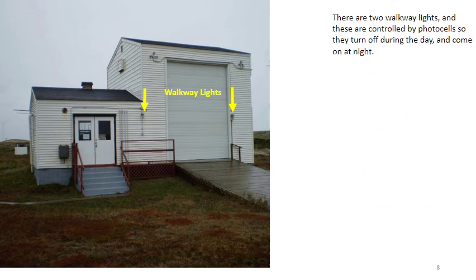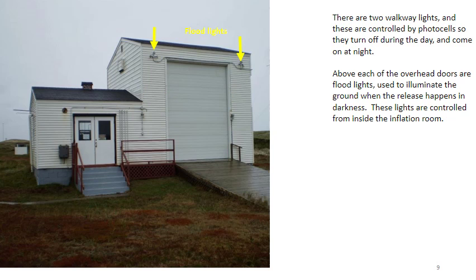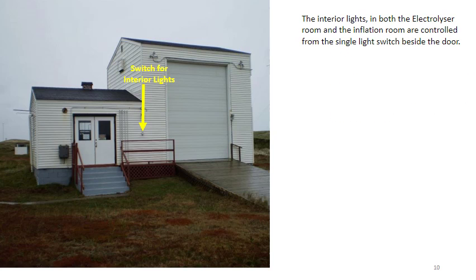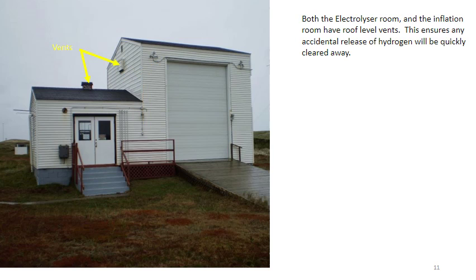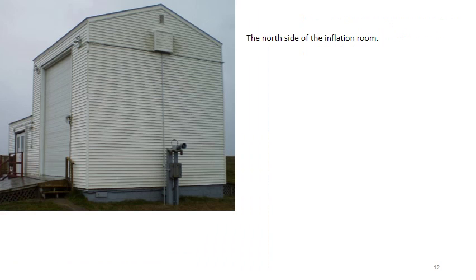There are two walkway lights, and these are controlled by photocells, so they turn off during the day and come on at night. Above each of the overhead doors are floodlights, used to illuminate the ground when the release happens in darkness. These lights are controlled from inside the inflation room. The interior lights in both the electrolyzer room and the inflation room are controlled from the single light switch beside the door. Both the electrolyzer room and the inflation room have roof-level vents. This ensures any accidental release of hydrogen will be quickly cleared away.